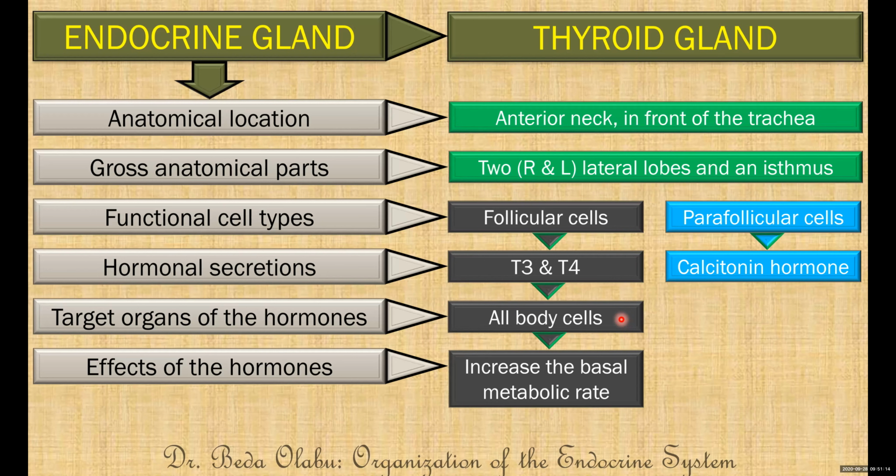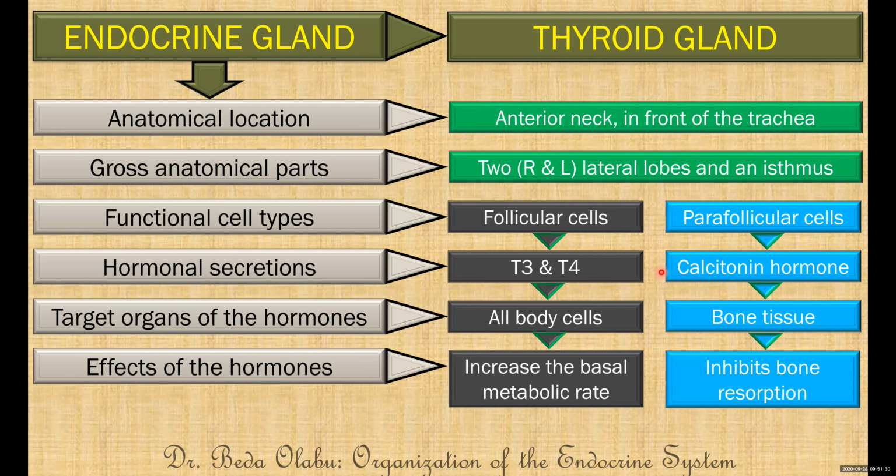For the parafollicular cells, they secrete calcitonin hormone. Calcitonin hormone acts on bone tissue, and the role of calcitonin is to inhibit bone resorption.